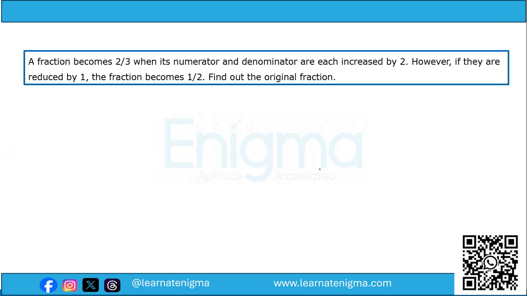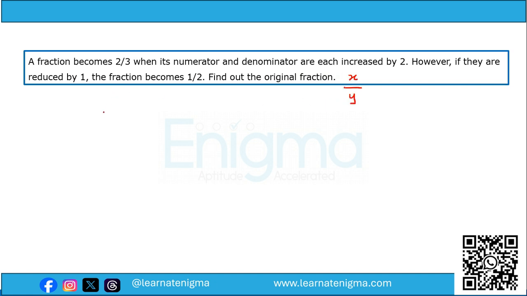A fraction becomes 2 by 3 when its numerator and denominator are each increased by 2. However, if they are reduced by 1, the fraction becomes 1 by 2. Find out the original fraction. Let's assume the original fraction as x upon y.